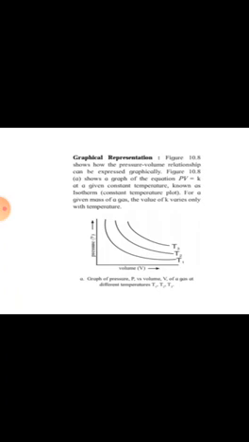Figure 10.8 shows how the pressure-volume relationship can be expressed graphically. The figure shows a graph of the equation PV equals K, that is, constant at constant temperature, known as an isotherm. For a given mass of a gas, the value of K varies only with the temperature. So the graph shows pressure versus volume.